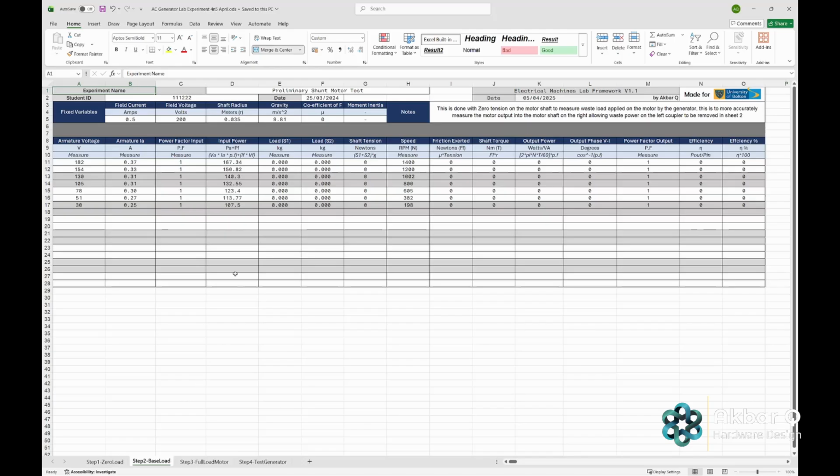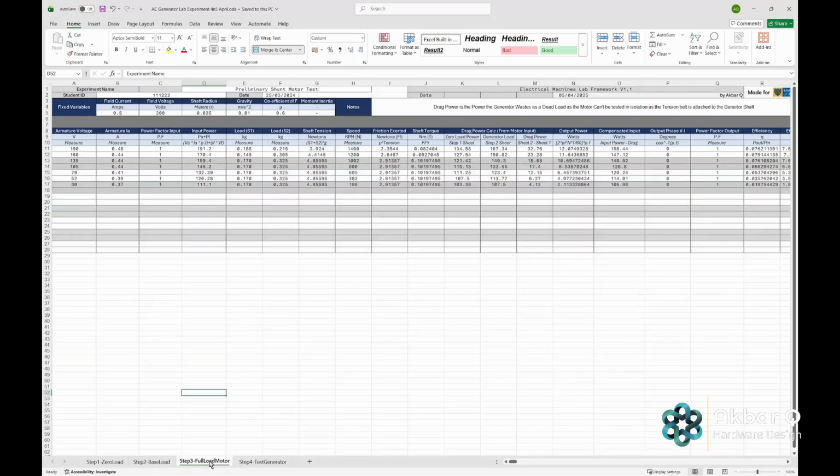Then we use the generator as a dead load. We connect the coupler of the generator to the coupler of the motor, effectively having the generator as a dead load. The generator has no electrical connections made to it, so it is completely acting as a dead weight. Then we perform this measurement again, and then finally we have to go to the full load motor experiment.